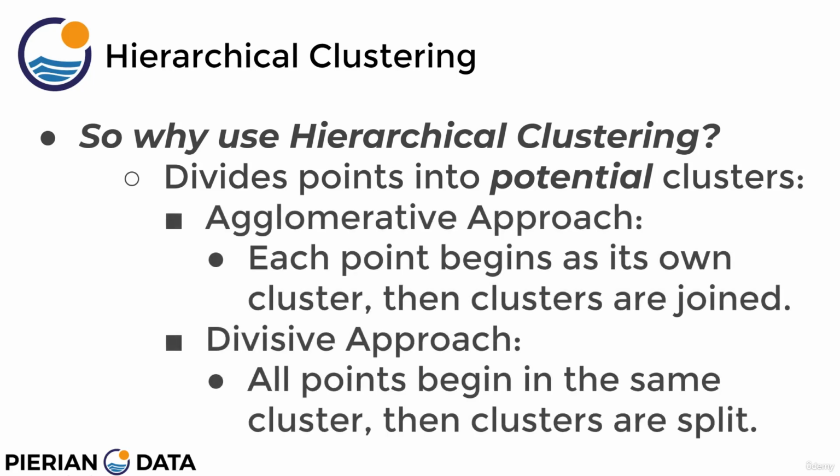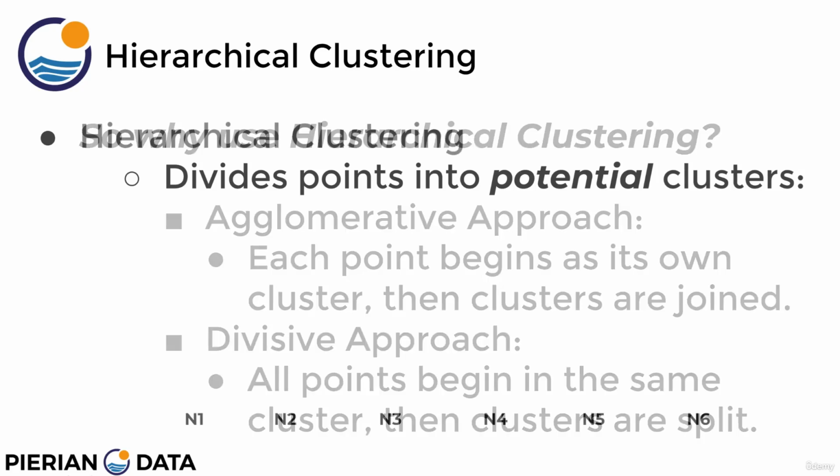The first is the agglomerative approach, where each individual point begins as its own cluster, and then clusters are joined together. There's also the divisive approach, which is essentially the opposite. All points belong, at first, in the same cluster, and then clusters are split based on how different they are. Again, using a similarity metric, but instead of minimizing it, you're maximizing it.